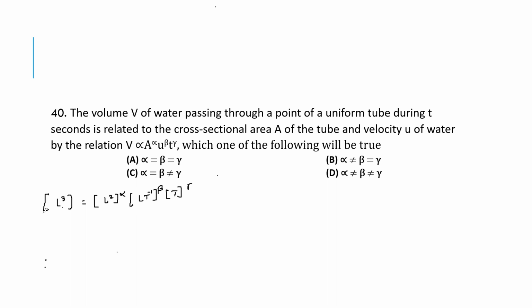Right? So here, as we have L and T terms, on the left I'll take L raised to 3 and T raised to 0. Simplifying this equation, it becomes L raised to 2 alpha plus beta, then T raised to minus beta plus gamma, or we can also write it as L raised to 2 alpha plus beta, and T raised to gamma minus beta. Right? Next.